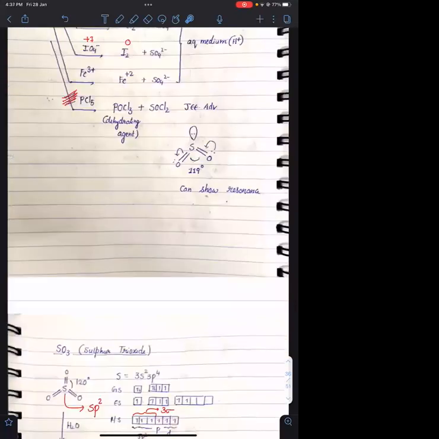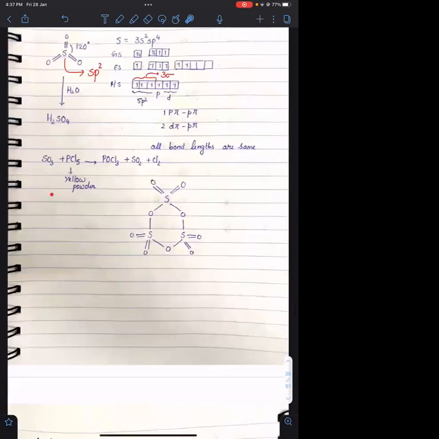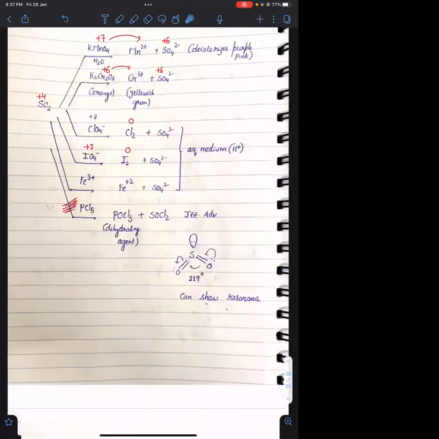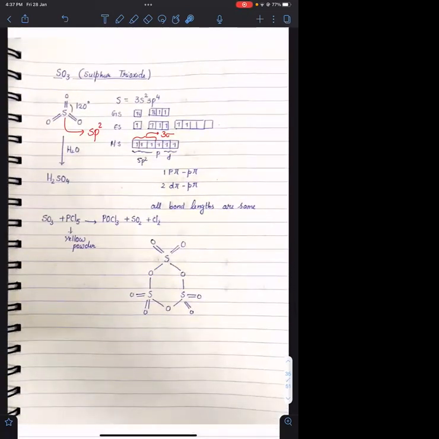SO2 with PCl5, this reaction is very important, where you are forming POCl3 and SOCl2. SO3 with PCl5, again you are getting POCl3. एक ऑक्सीजन ज्यादा है SO3 में, इसलिए यहाँ पे SO2Cl2 बन जाएगा. That SO2Cl2 is breaking into SO2 and Cl2. Is that clear?